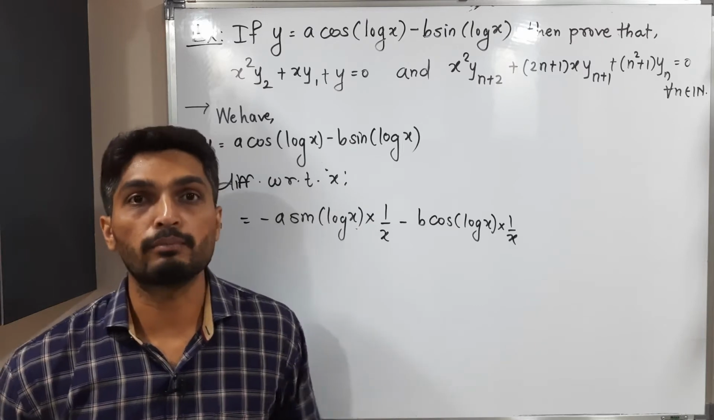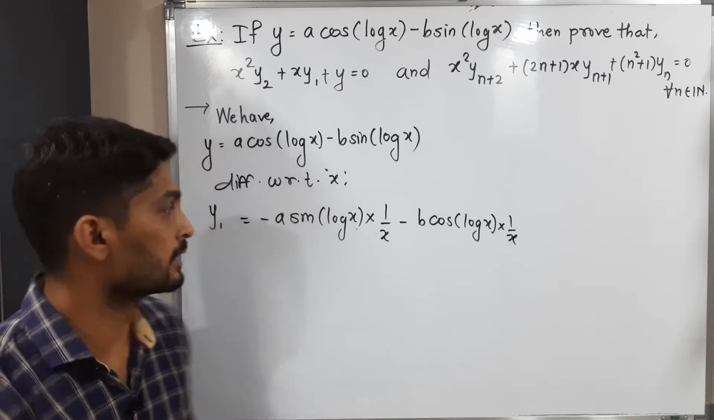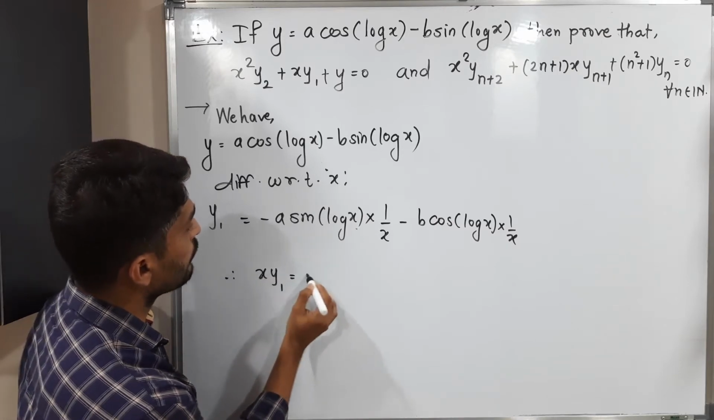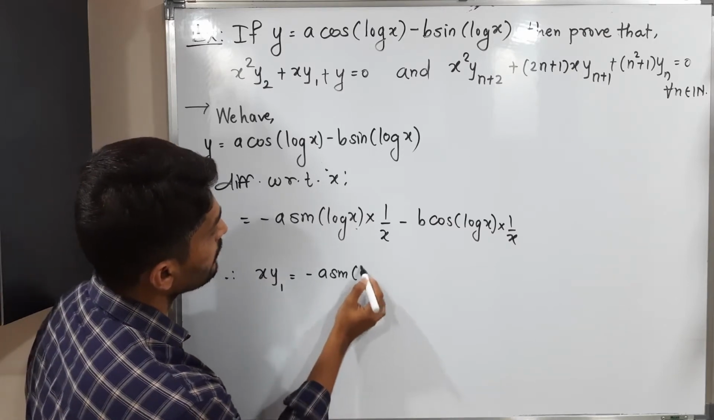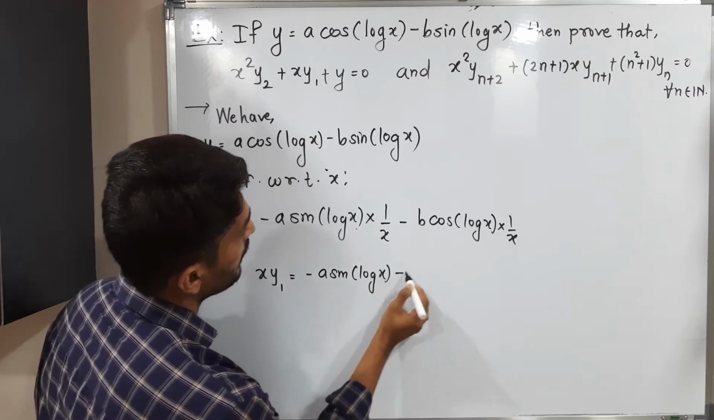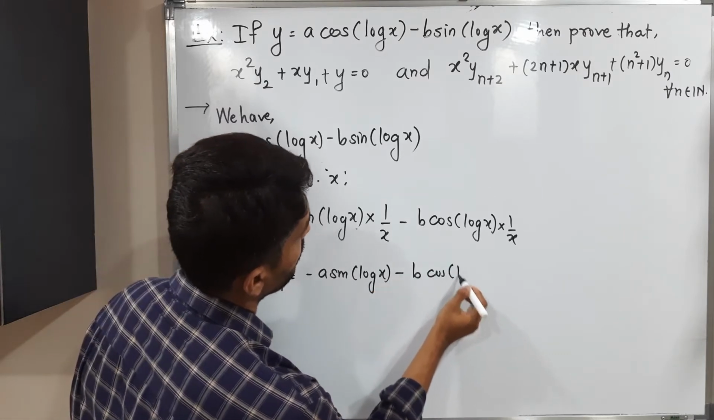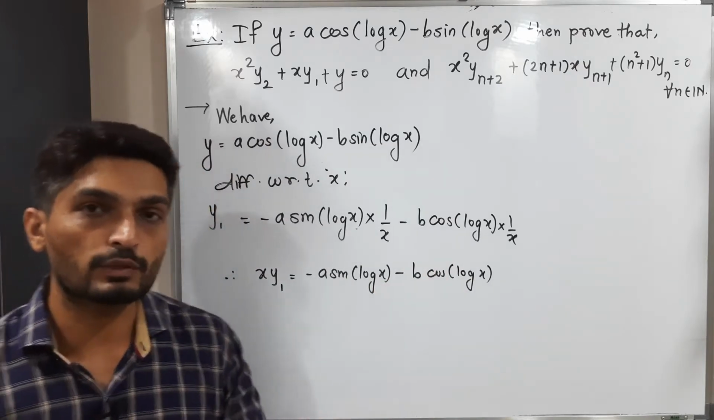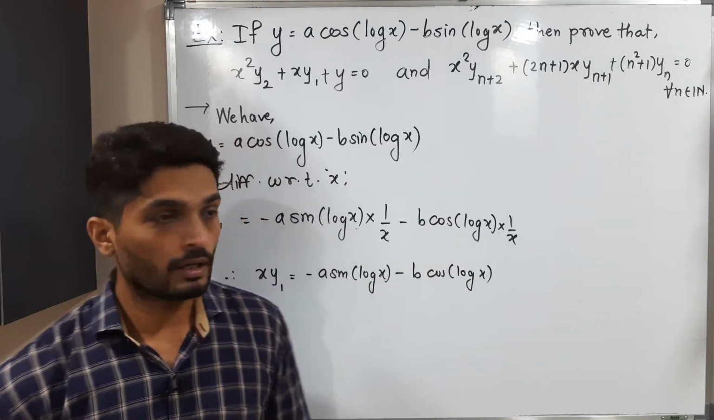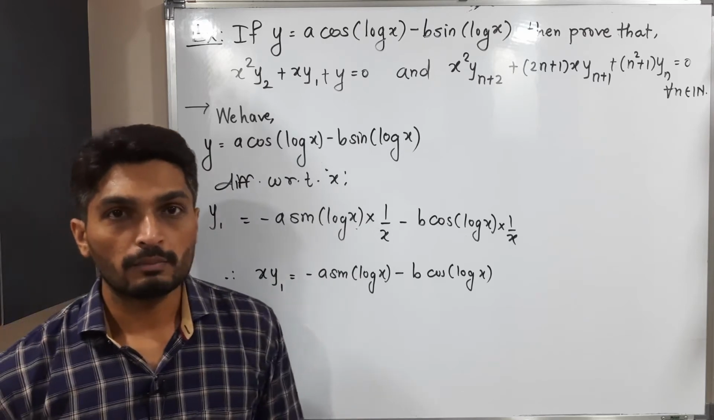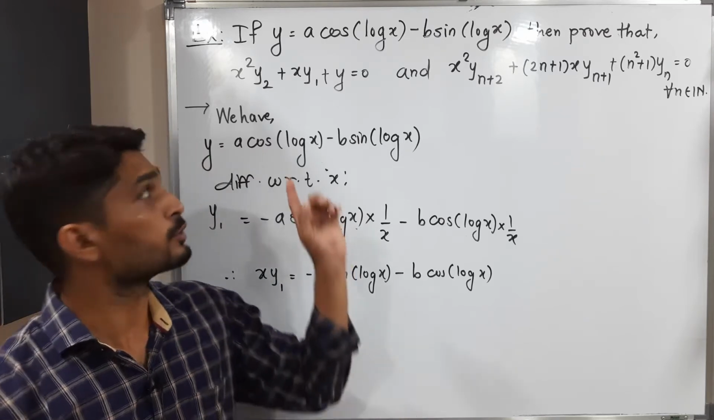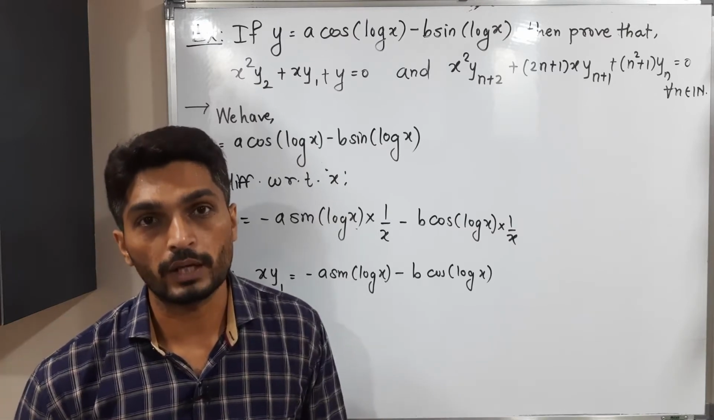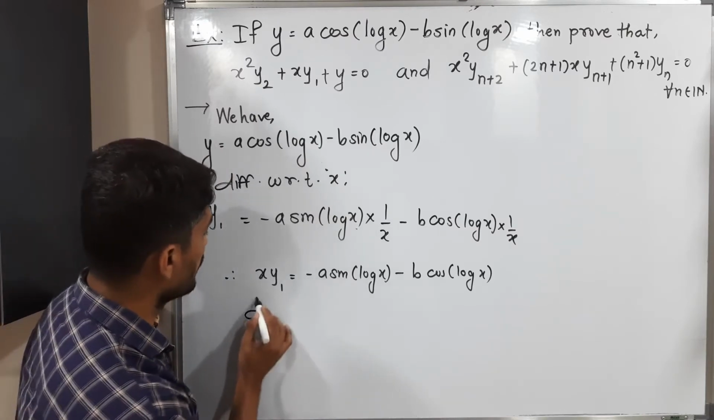So let us multiply both sides by x, so it will be more simple. So x y1 is equal to minus a sin log x, minus b cos log x. When you multiply these two terms by x, x and 1 by x will get cancelled. Now in this way we got y1. But we are also interested in y2, as you can see here. That means one more derivative we have to take. Let us differentiate once again.